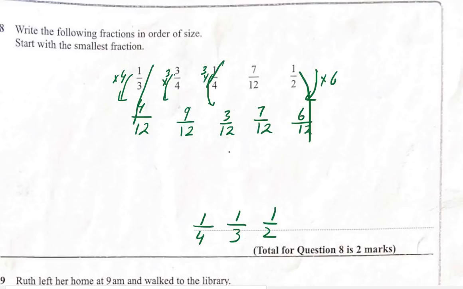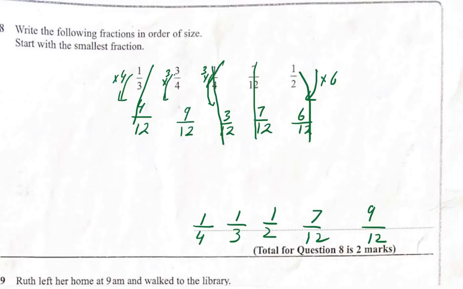Next number is... so yeah, we did this one, we did that one as well. So it's going to be 7. So this is 7 over 12. We did this, and the last one is 9 over 12, and you get 2 marks. And this question is easy, not hard.